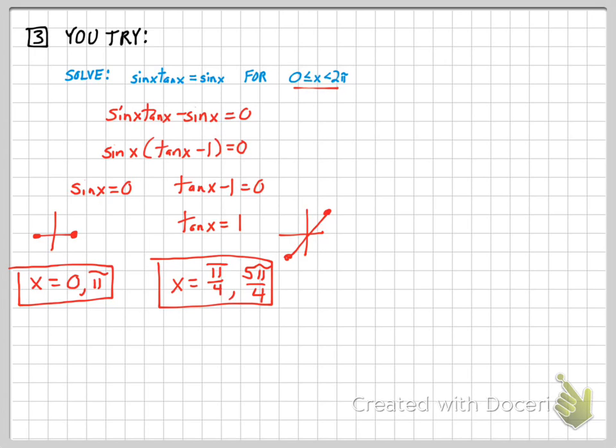Alright, hopefully you started by moving everything to the left side of the equation, factoring the expression, not dividing sine, but factoring it out, and then getting two simple trig equations. One of them had answers of 0 and pi, and the other one had answers of pi over 4 and 5 pi over 4.